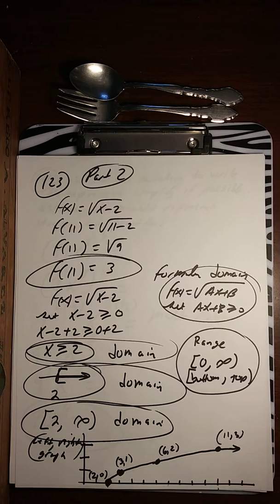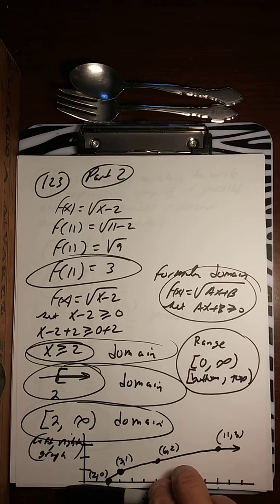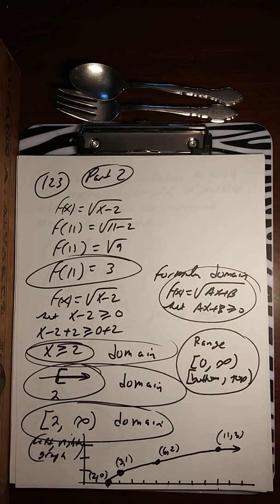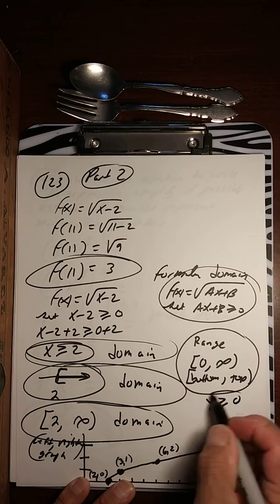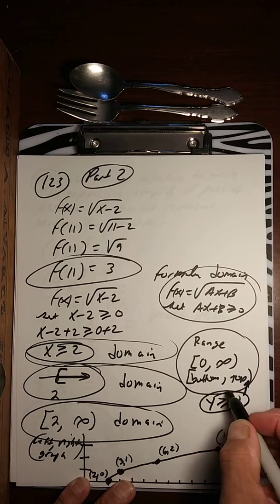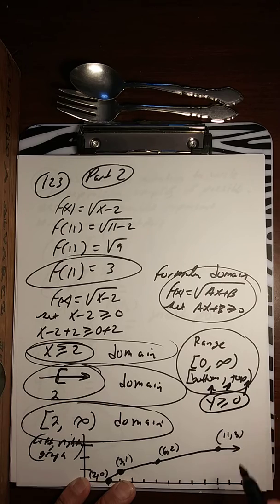Another question, range is from 0, keeps going up to infinity. Or another way to write it, you can write this, y is greater than or equal to what? 0 for the range.